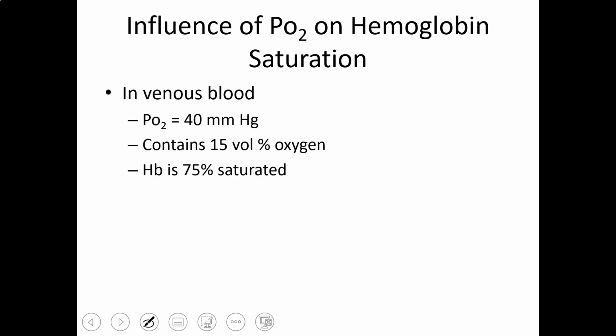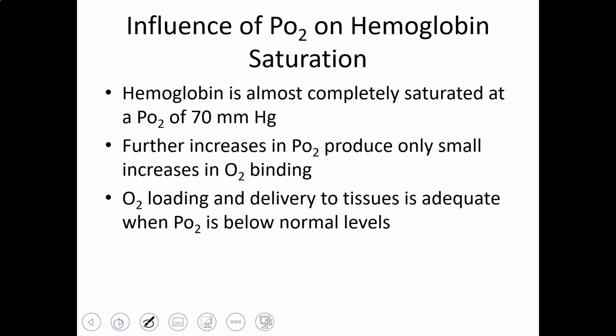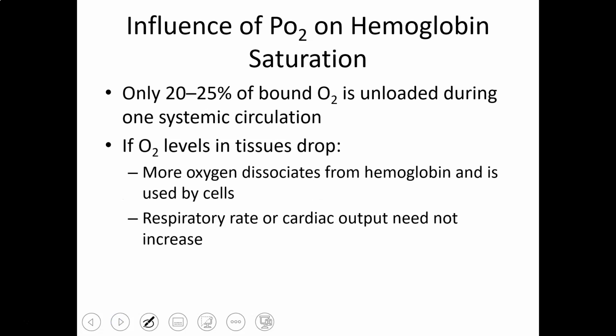You can afford to let go of more oxygen as tissues become active without breathing harder, without the heart beating harder. In fact, hemoglobin is nearly completely saturated at pressures as low as 70 millimeters of mercury. Only about 20-25% of oxygen gets unloaded. If oxygen levels in the tissue drop, then oxygen, all it has to do is dissociate. You don't have to breathe harder. You don't have to work harder. You just let go of more oxygen.